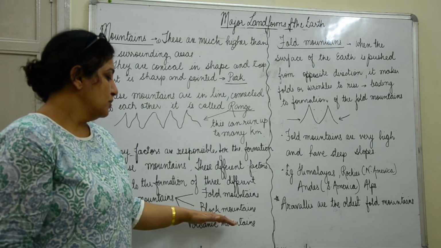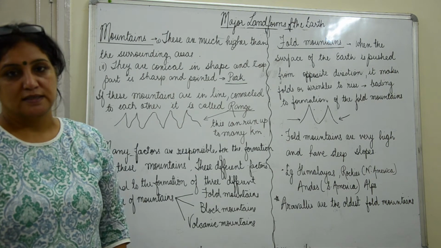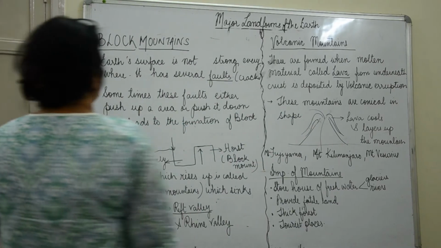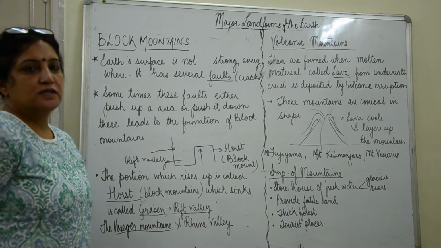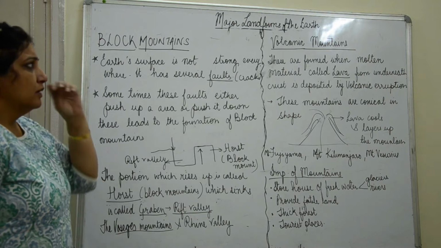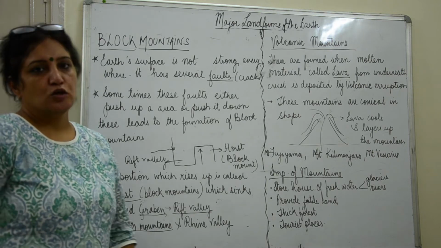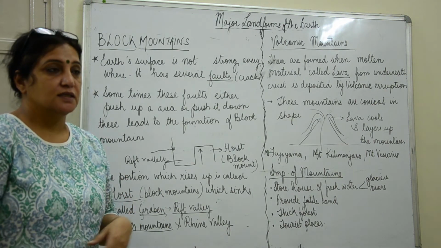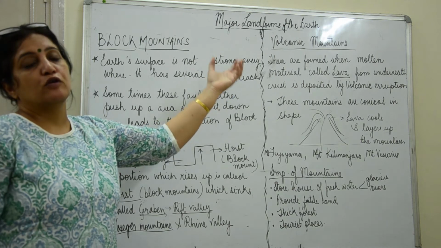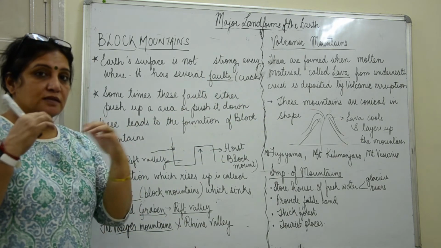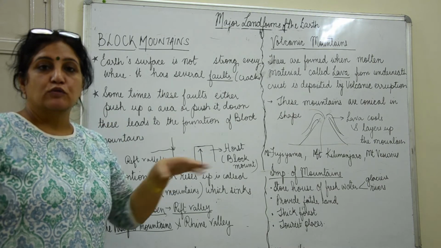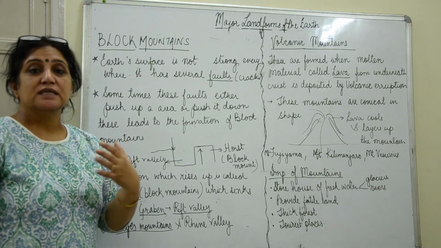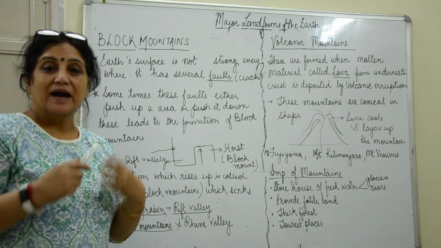Now we'll be learning about block mountains and volcanic mountains. The second form of mountains that we will be learning about is block mountains. We know that the Earth's surface is not strong everywhere. There are many cracks on the surface of this Earth, and these cracks are called the faults or the fault lines. Okay, and we know that the surface of the Earth is not connected all throughout. So there are 19 such major land masses which are floating on the molten magma.